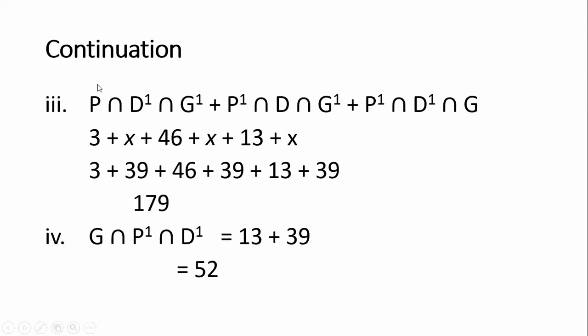How many people read exactly one? That's people that read the Punch alone, 3 plus x. People that read the Daily Times alone, 46 plus x. People that read the Guardian alone, 13 plus x. So we add and substitute 39 for x. So we have everything as 179. Now, people that read the Guardian alone is 13 plus x, so that's why we have 13 plus 39 to give us 52.